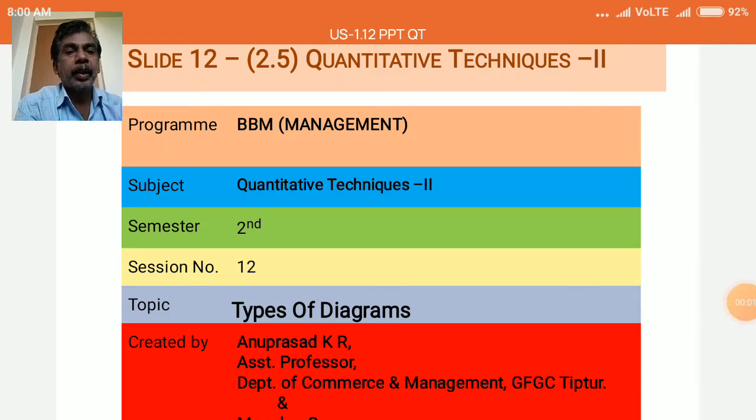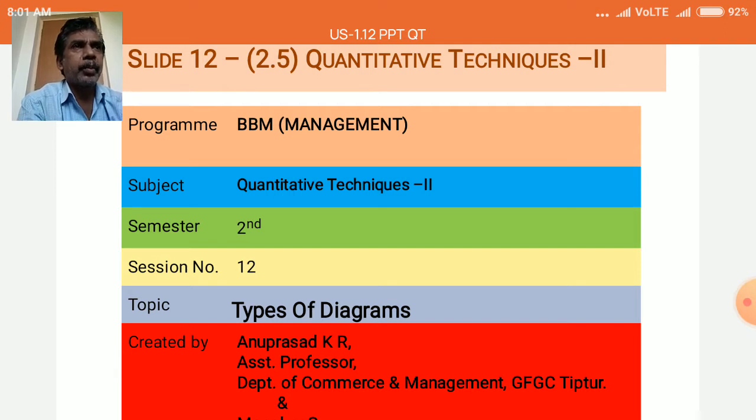Here we have been discussing the types of diagrams from the last two sessions. Let us continue discussing types of diagrams. There are three types of diagrams already mentioned: one dimensional diagram, two dimensional diagram, and three dimensional diagram.